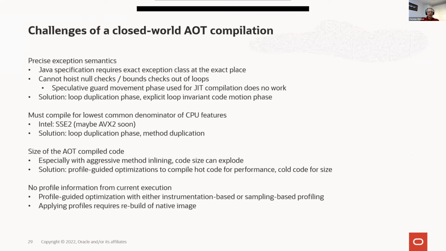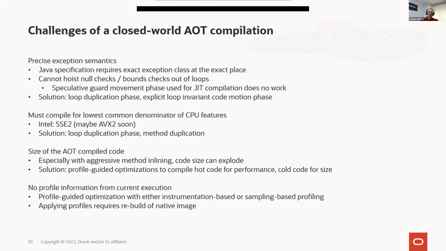We also must compile for the lowest common denominator of CPU features. For Intel, that's SSE2, maybe at some point AVX2. But again, the solution for this problem is loop duplication and method duplication. If you have an important loop or an important method, well, compile them twice: one version in the baseline and one version with full vectorization in case the hardware is available.